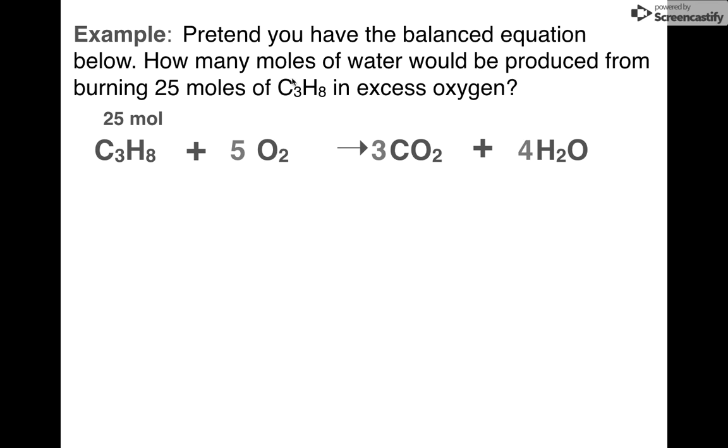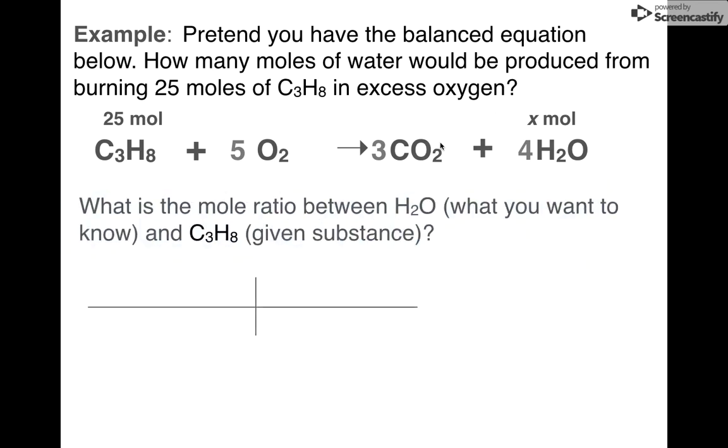And then what I always like to do is put an X or something over what it's asking me for. So how many moles of water? I don't know. That's my X. And notice the unit is moles. So how do I know this is a one-step conversion? Because I have moles and it's asking me for moles, I know it's one step. Okay? So what do I need? I need my conversion factor box and I need to know my mole ratio.